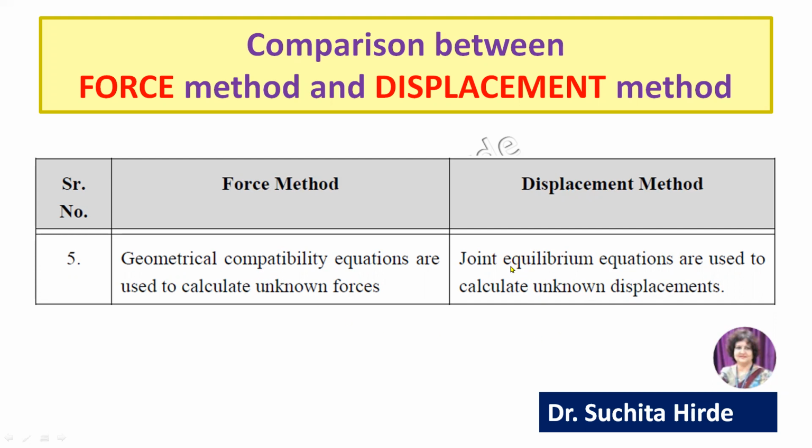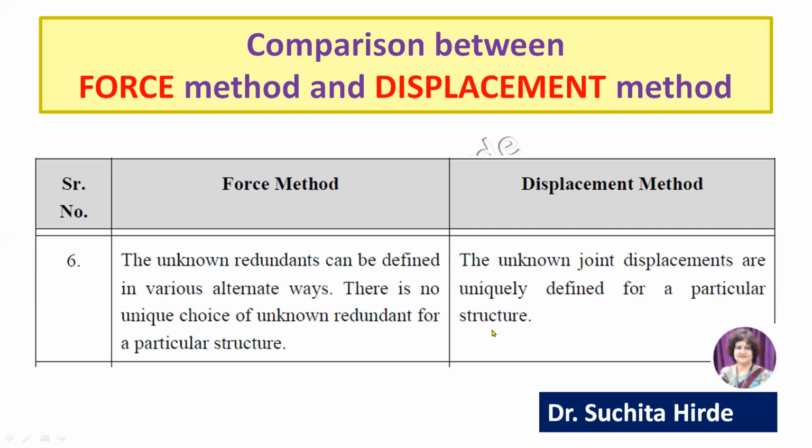Whereas in displacement method, we use equilibrium equations, that is bending moment at a simple support is equal to 0. At the joint, the summation of the moments equal to 0. Such conditions we use in displacement method. So in displacement method, we use joint equilibrium equations to calculate unknown displacements.